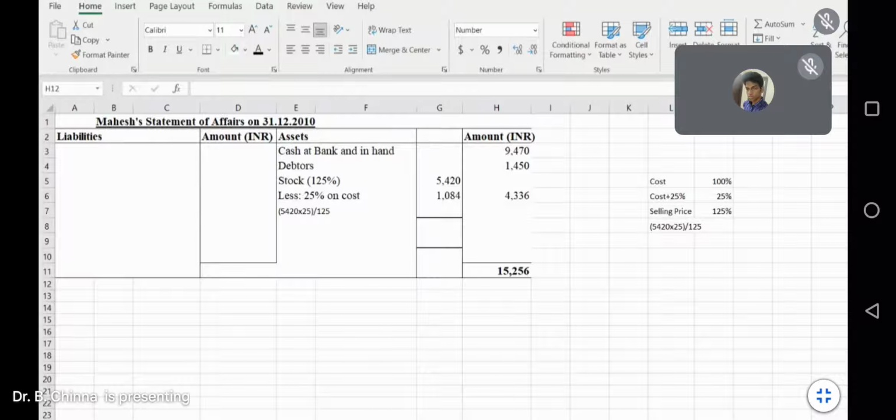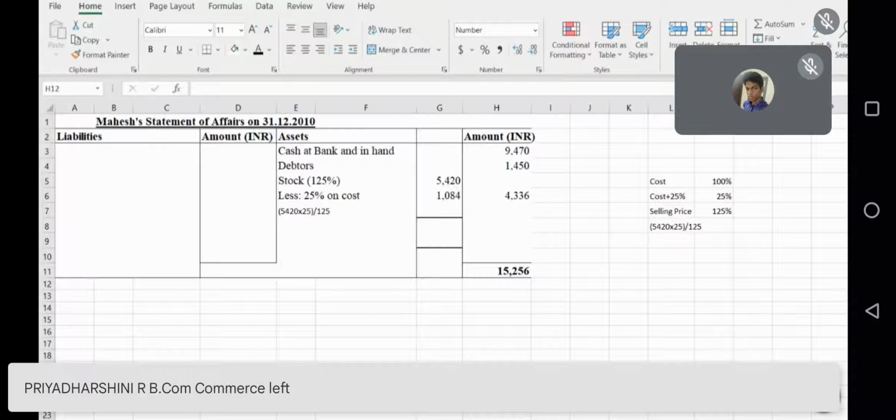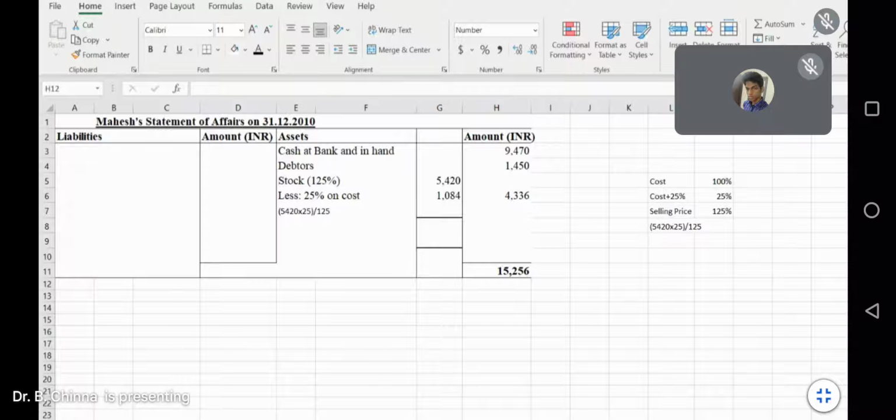See, when you hear that 5420 is equal to 125%, you need to reduce 25% out of it. So first you need to know what 1% amounts to. That is the reason you are dividing 5420 by 125. So you will get the value of 1%. Then you multiply that by 25 and you get the value of 25%, that is 1084. That may be a bit confusing, but still, this is the mathematical logic behind that when you talk about cost.